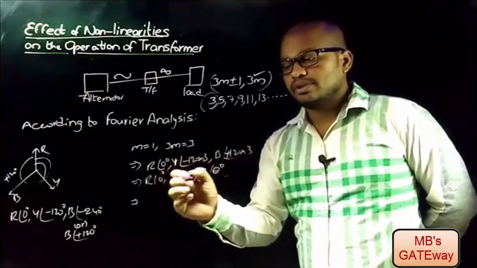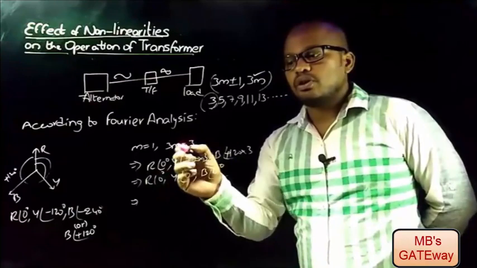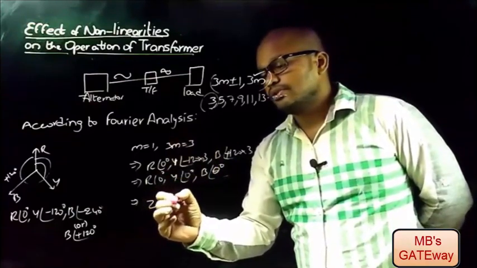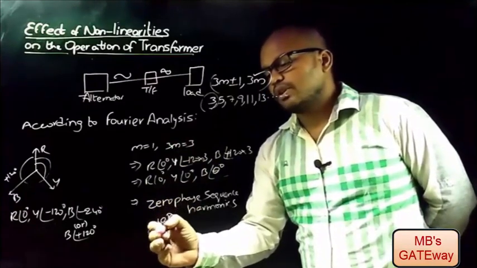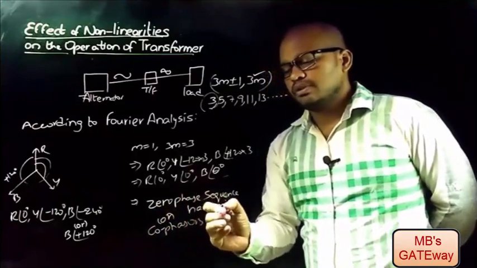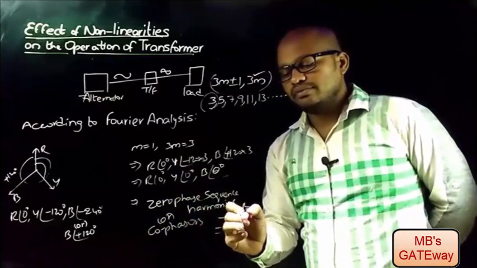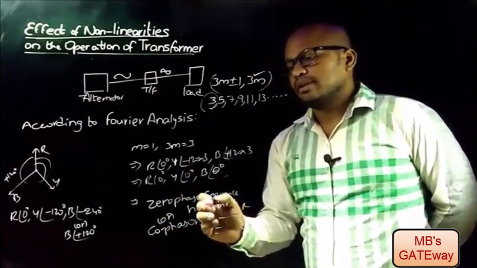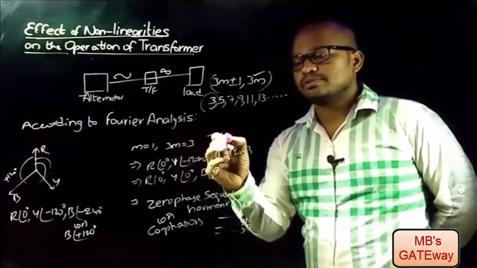If you observe here, there is no phase difference between any phase. Therefore, the odd harmonics of order 3m are called zero phase sequence harmonics, or also called cophasors, because they have magnitude but there is no phase difference between any phase. And as they are of order 3m, they are also called triplen harmonics.